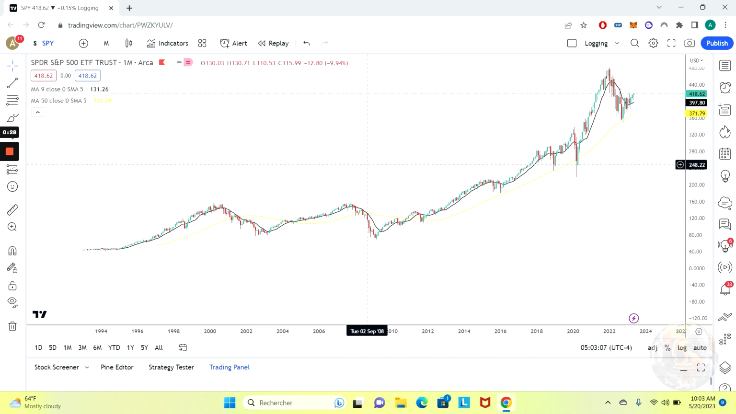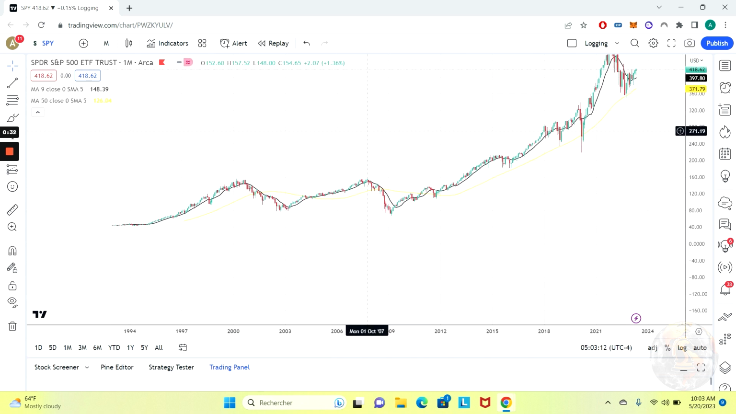Now, why is that important to know? It's important to know because we use boxes to define periods where price is simply doing nothing, moving sideways. And then once price leaves these boxes, we will have a trend where price will either go up or down. And we want to participate in that trend because that's where the money is made.